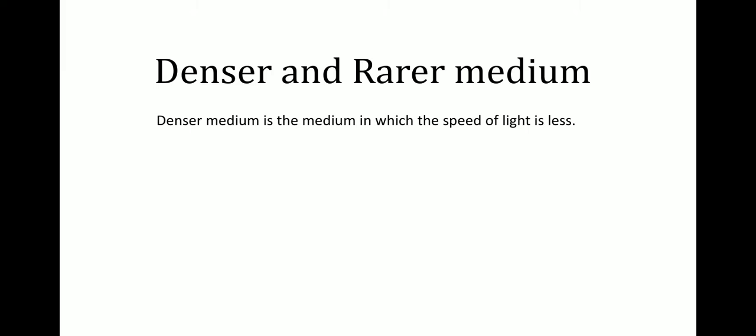Denser and rarer medium. Denser medium is the medium in which the speed of light is less. This means that denser medium has higher optical density, hence more light energy will be absorbed. Thus, the speed of the light is reduced. Whereas rarer medium is the medium in which the speed of light is more.